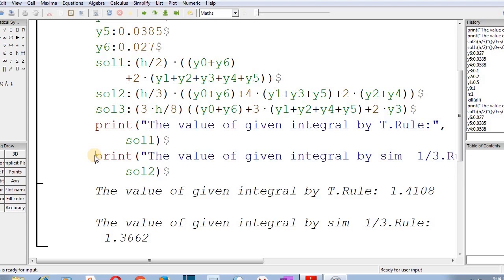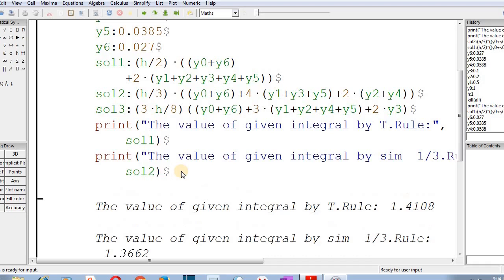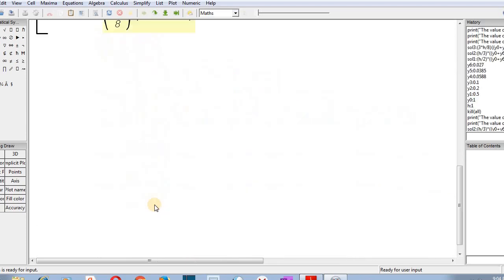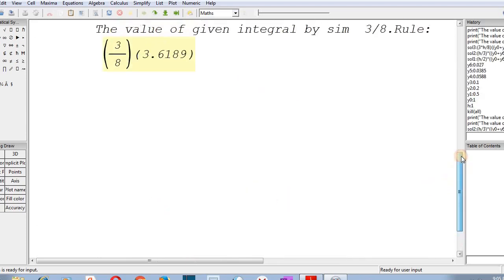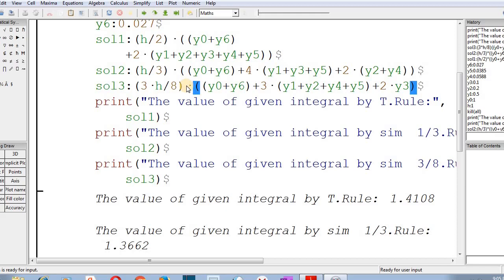Let me type this same, make it solution 3. I will cut here and paste here, by Simpson's 3/8 rule. Now simply execute, you will get the third value also. Somewhere I have not given the multiplication, so I make it 3 star 8. Here I have to give the multiply symbol. Now it will execute.